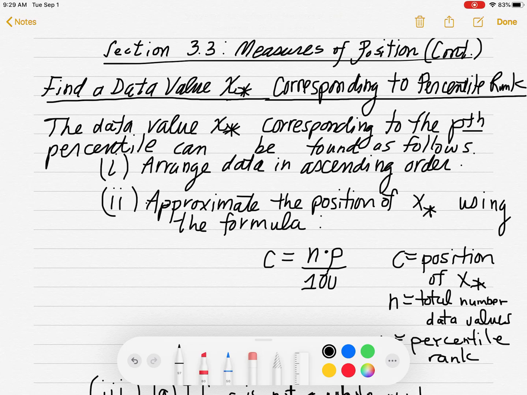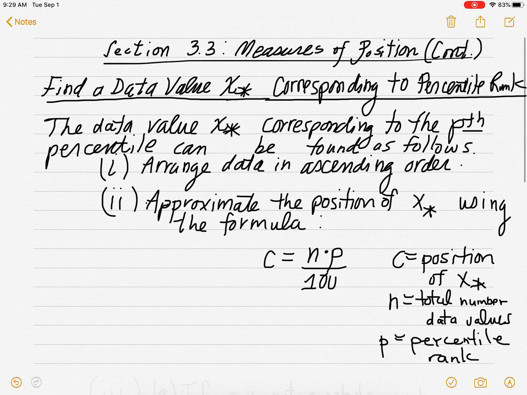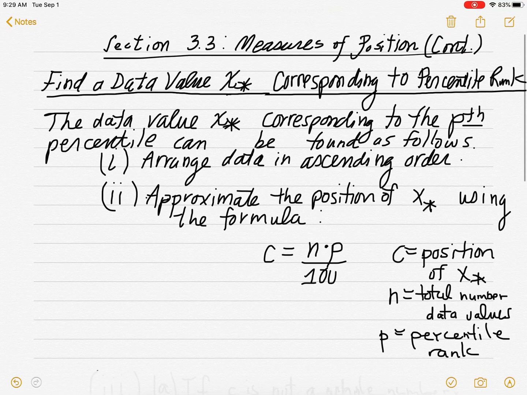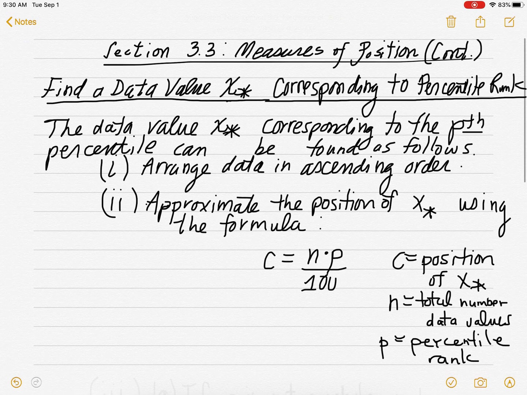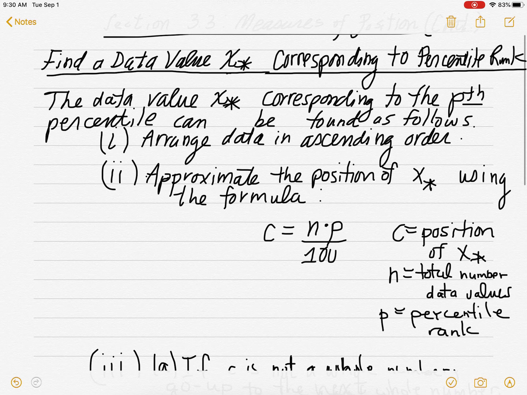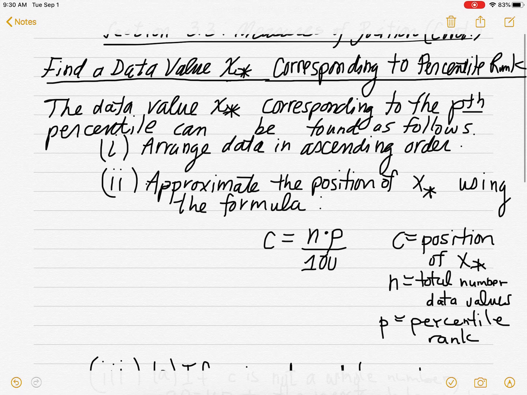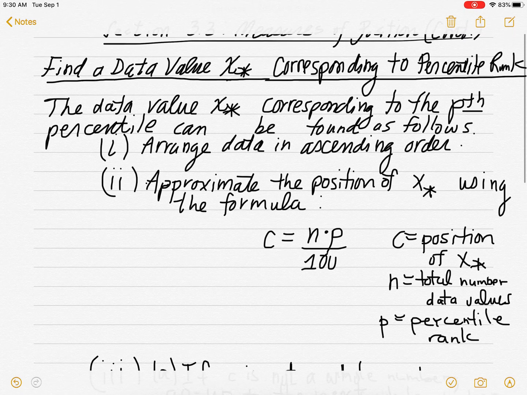So in our first video on section 3.3, we were looking at measures of position. We talked about particularly percentile rank, and we found out how to calculate the percentile rank when you had a particular data value given. For example, if I gave you a list of numbers and you put them in order, and I said, okay, here's a number, what's the percentile rank of that number? You would calculate, oh, it's maybe the 75th percentile.